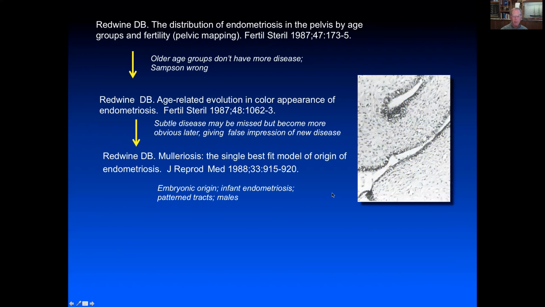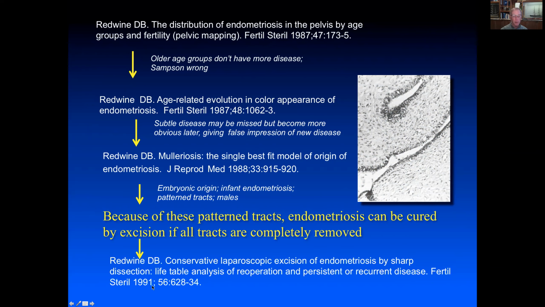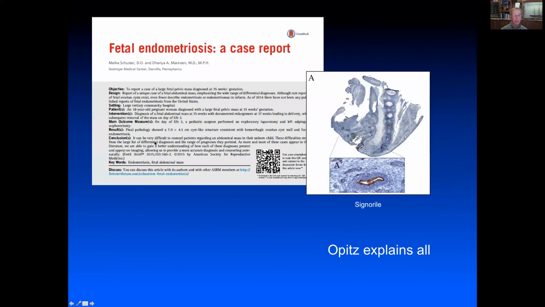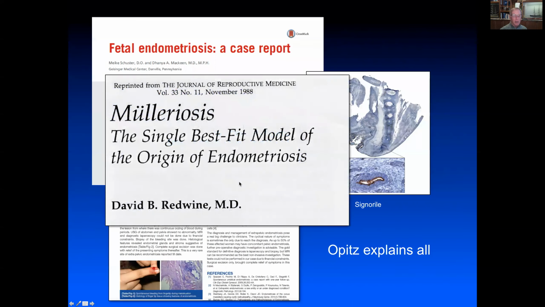And I had a proof of concept of what appeared to be infant endometriosis. I talked about pattern tracts. Because of these pattern tracts, endometriosis can be cured if all those tracts are completely removed, which I showed can apparently be done by a publication in 1991. Well, as you know now, there's all kinds of publications about fetal endometriosis. Fingertip endometriosis, mesoderm. Again, I was there in 1988 with an embryonic origin of endometriosis exclusively, because an embryonic origin such as postulated by Opitz really explains all that we know about the disease.